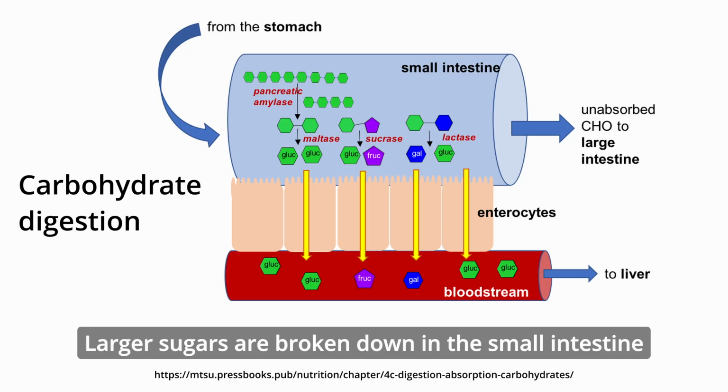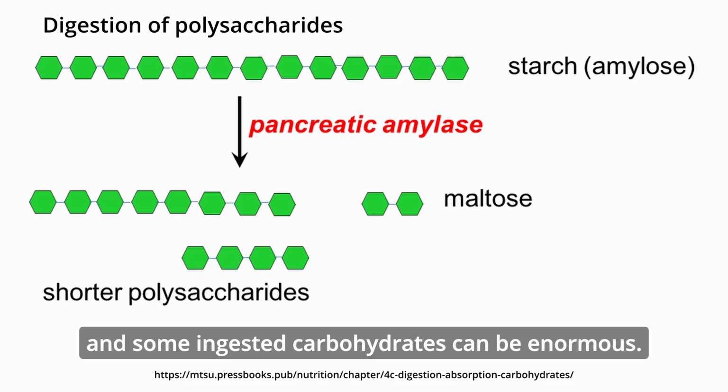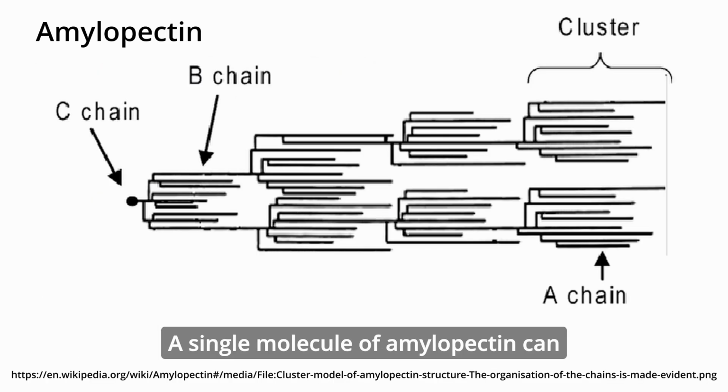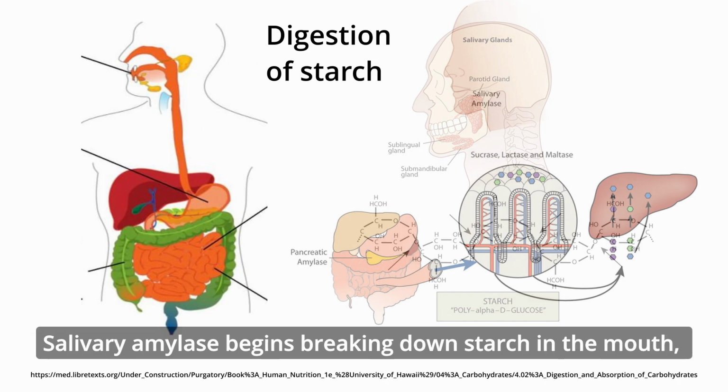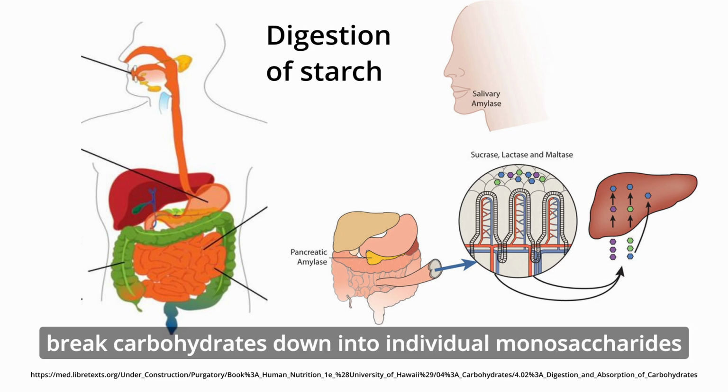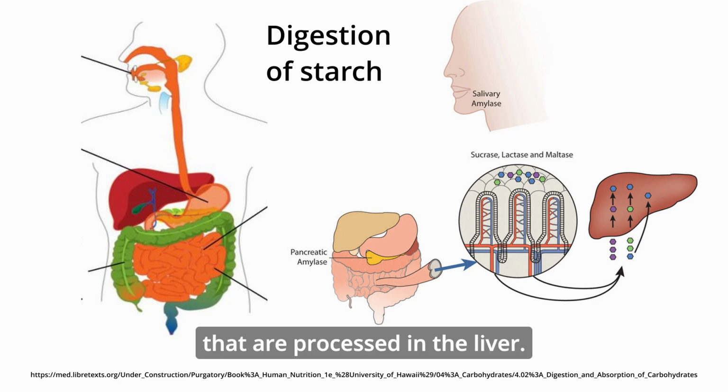Larger sugars are broken down in the small intestine, and some ingested carbohydrates can be enormous. A single molecule of amylopectin can contain millions of glucose residues. Salivary amylase begins breaking down starch in the mouth, and enzymes in the small intestine break carbohydrates down into individual monosaccharides that are processed in the liver.